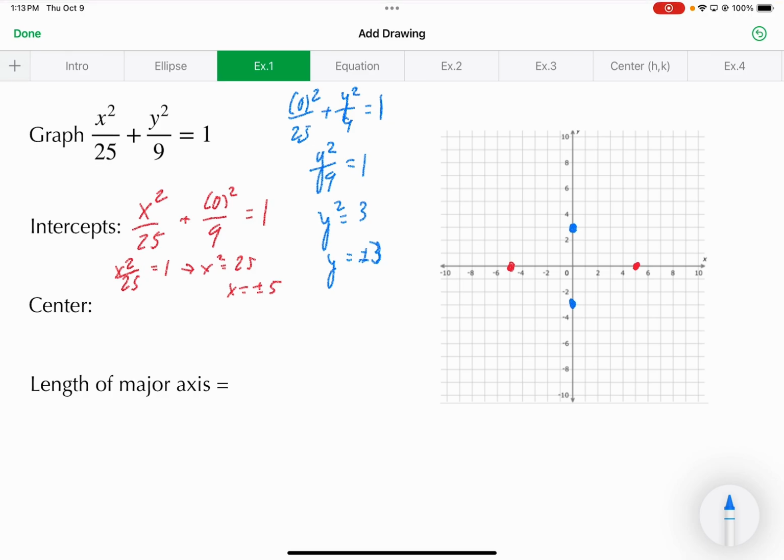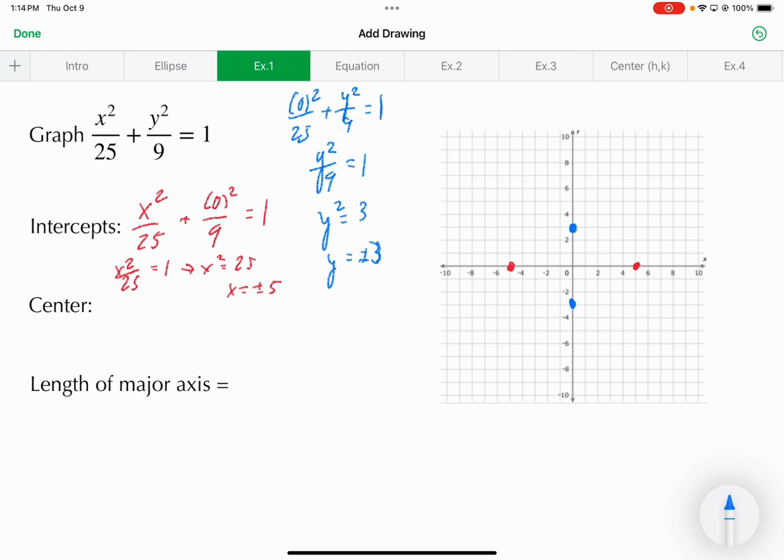Boom and boom. Okay. All right, so what do you notice about my axes? Which one is going to be my major axis in this case? X-axis, right? Which one's going to be my minor axis? My y-axis. Okay. Now, compared to the equation that I have, what do you notice about where my numbers are with respect to the axes and which one's major and which one's minor?